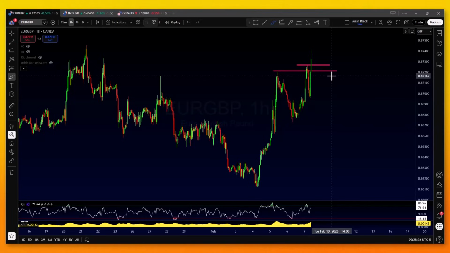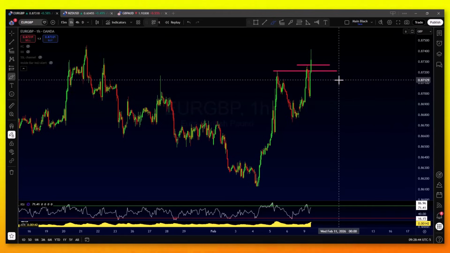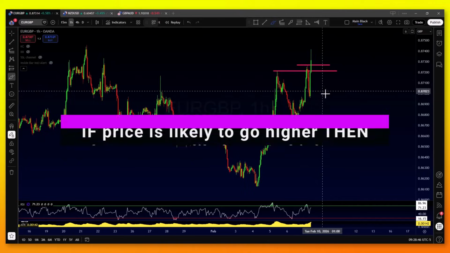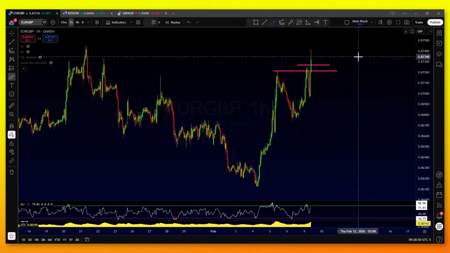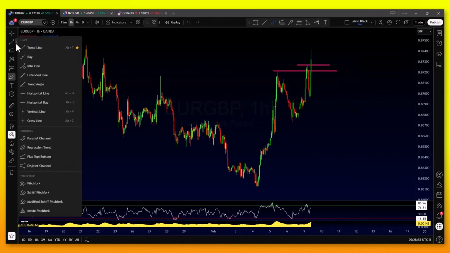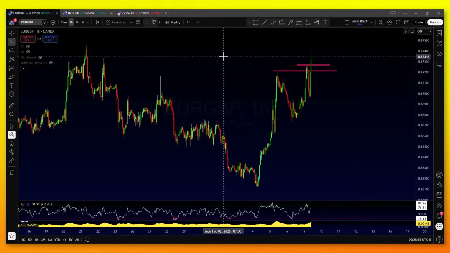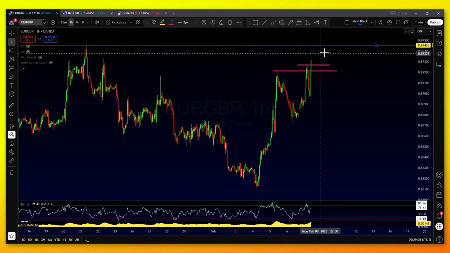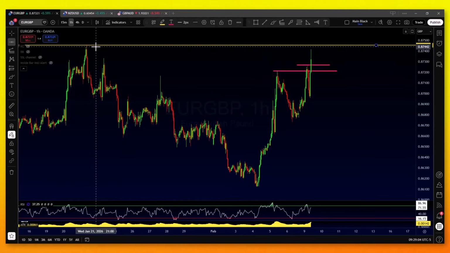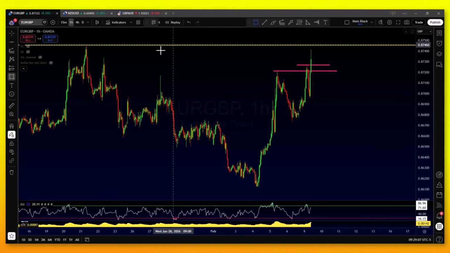Because before we can predict what number higher we're likely to go to, we need to first predict that price is likely to go higher. So now that we predicted price is likely to go higher, the next question is, if price action goes higher, then where are we likely to go higher to? And this is where Leo says 87.46. And this is the part where, depending on you as a trader, your predictive style may be a little bit different, right? So Leo says 87.46, which is the highest point right here.